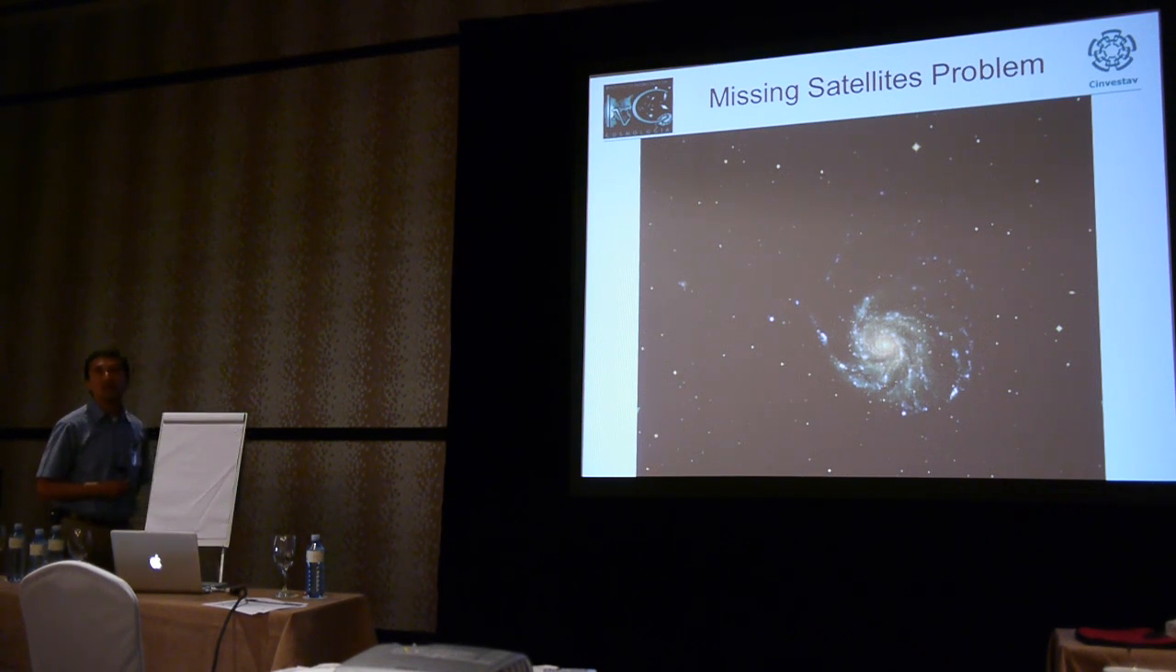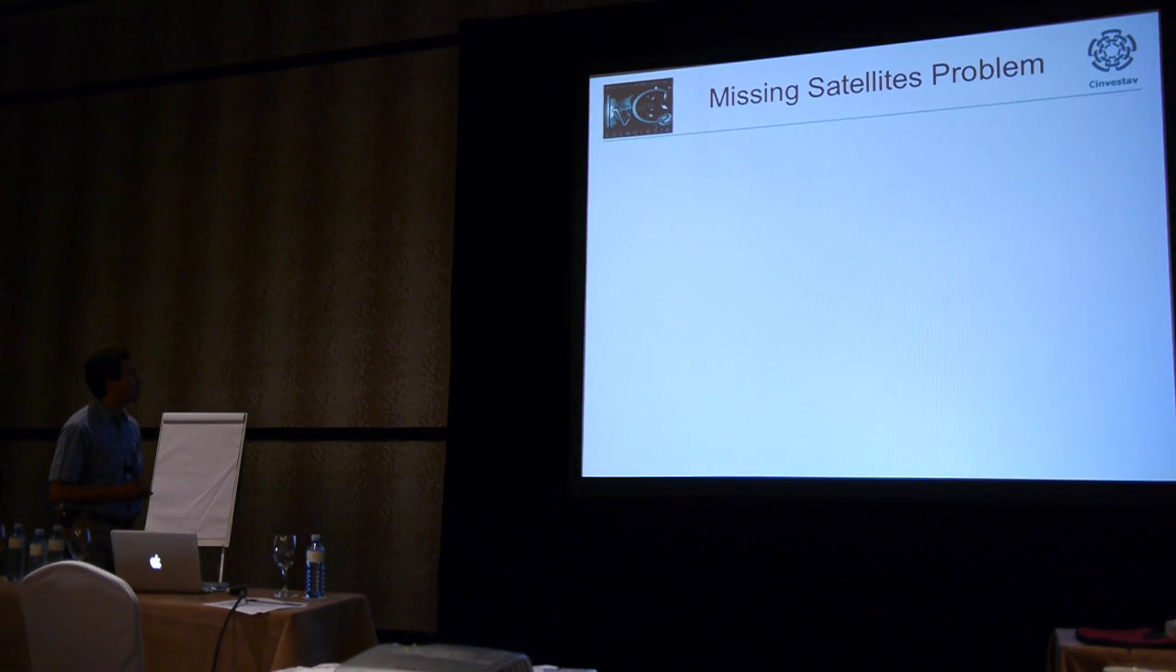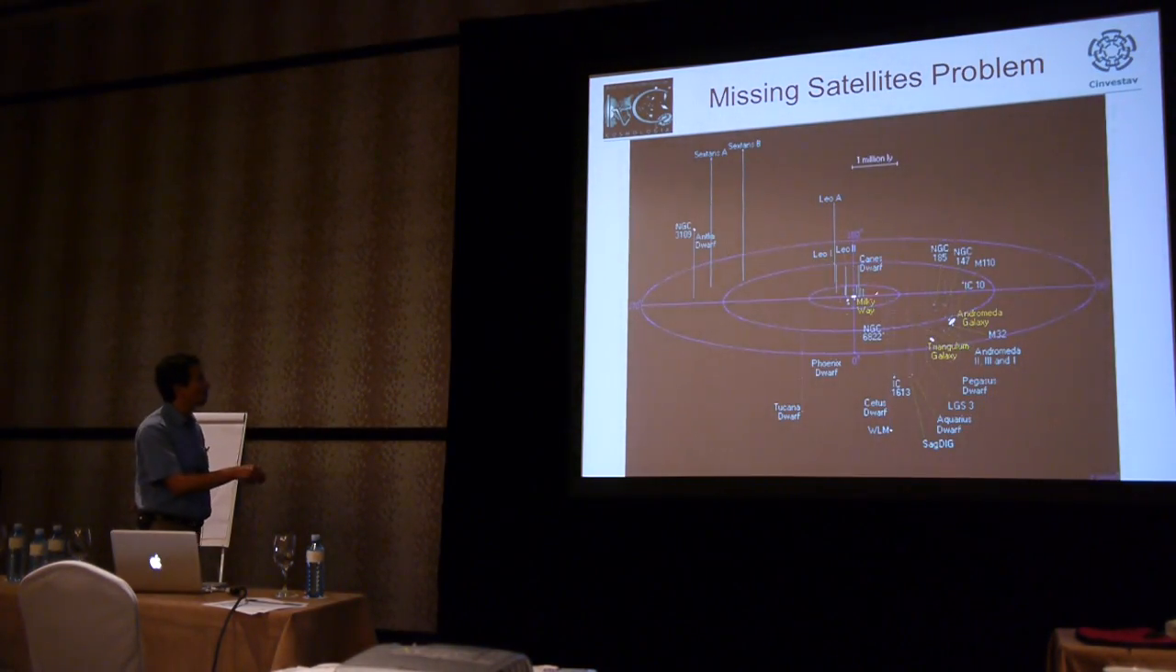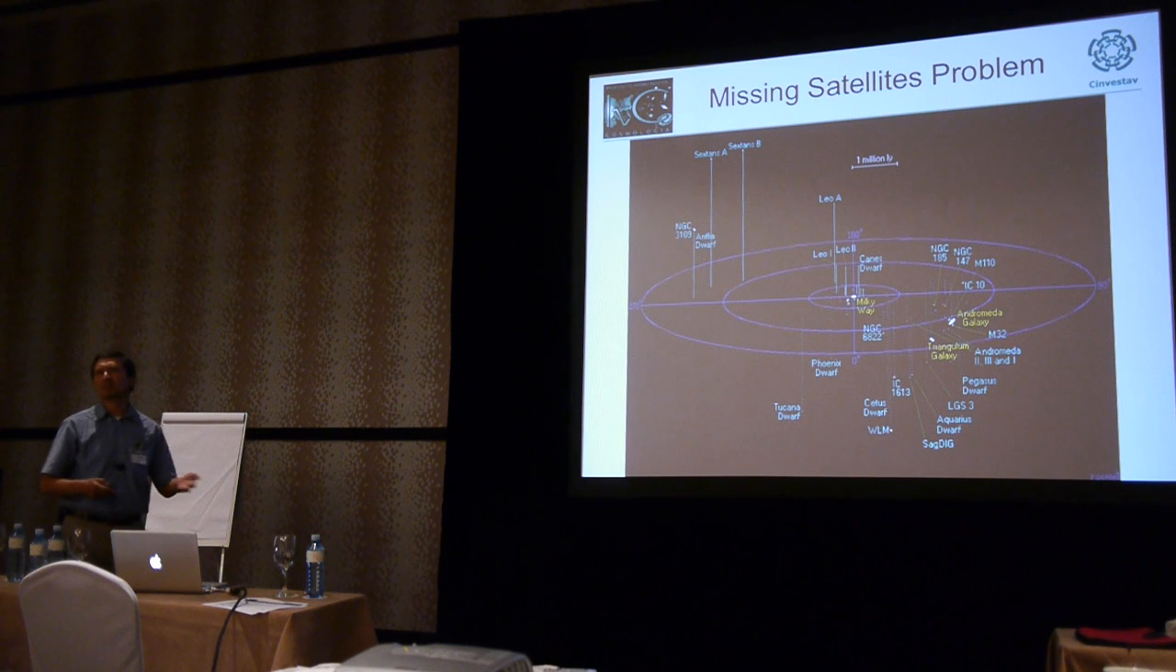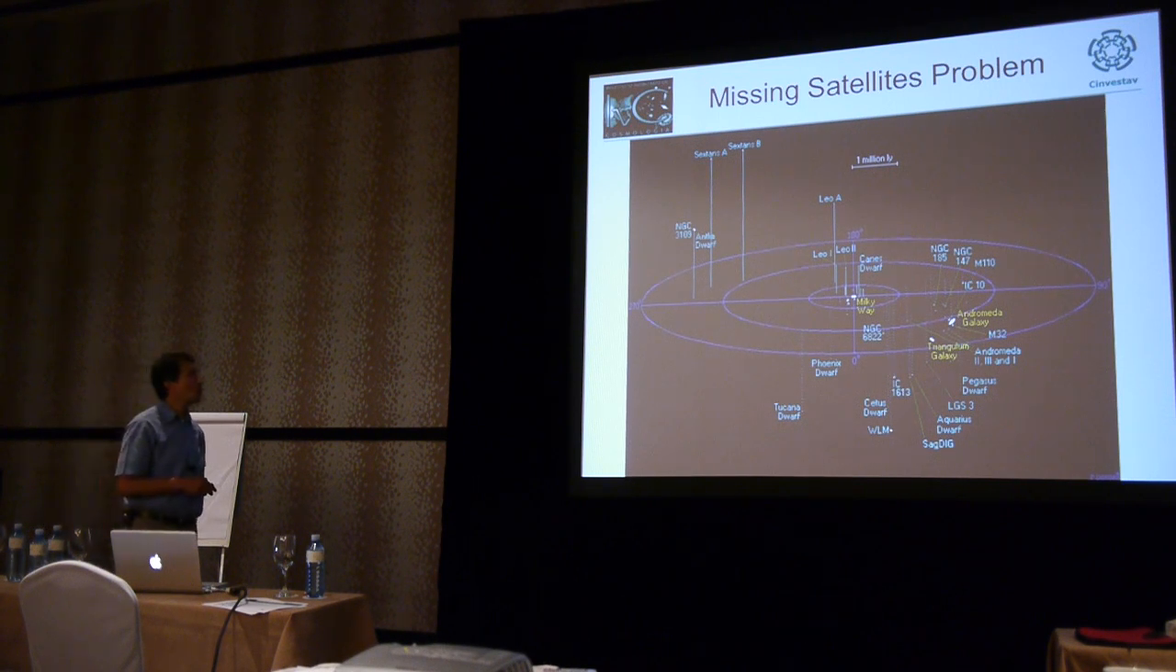There are many satellite galaxies. For example, this is our neighborhood. This is the Milky Way, here is the Andromeda, and we see a lot of small galaxies, around 30, 40, it depends on how you count. But numerical simulations predict 400, 500 satellites.